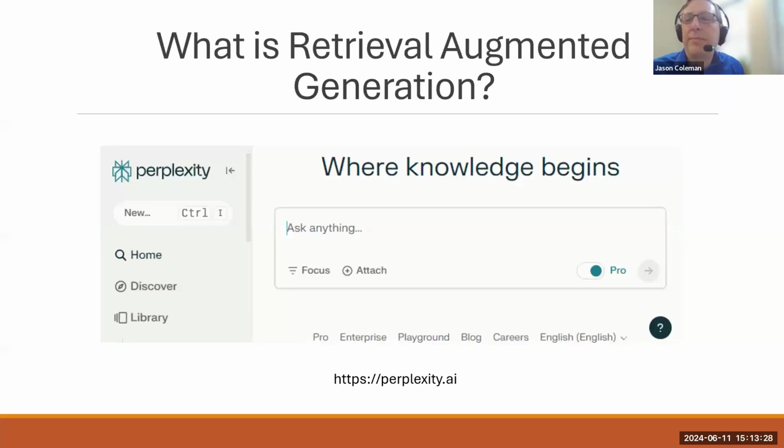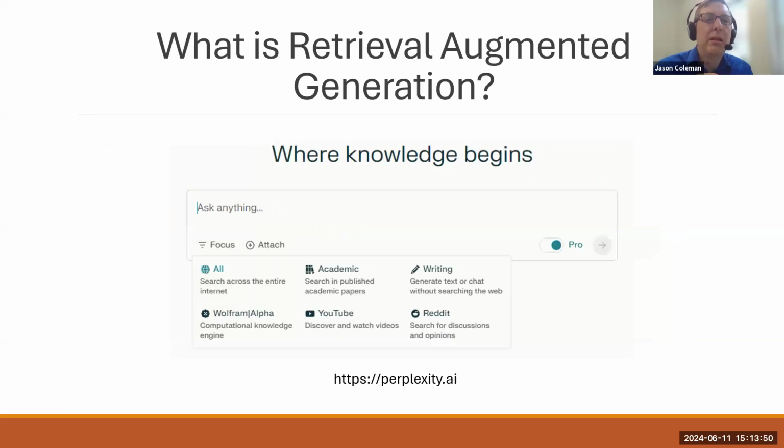So what is retrieval augmented generation? Many of you know this, but I'm going to quickly illustrate with an example. Perplexity is one of the tools I like a lot. I subscribe to it, $20 a month, which is what almost everybody charges. And this is what the home screen looks like. Crucially about Perplexity is that you can click on focus and you can narrow the range of what information it's looking at.